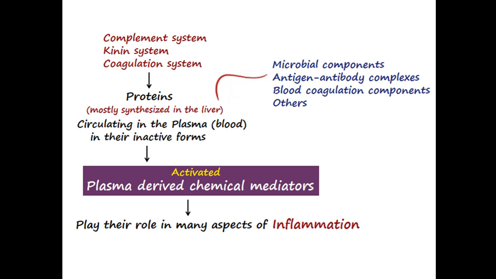Now, what triggers them to become active? The microbial components, particularly the microbial polysaccharides, microbial membrane components, and the antigen-antibody complexes, and some of the blood coagulation components like the Hageman factor or factor 12, and some cytokines, which are derived mostly from the inflammatory cells. So they will trigger these inactive proteins and get them activated, and after they have been activated, they will play their role in inflammation and also in the immune system.